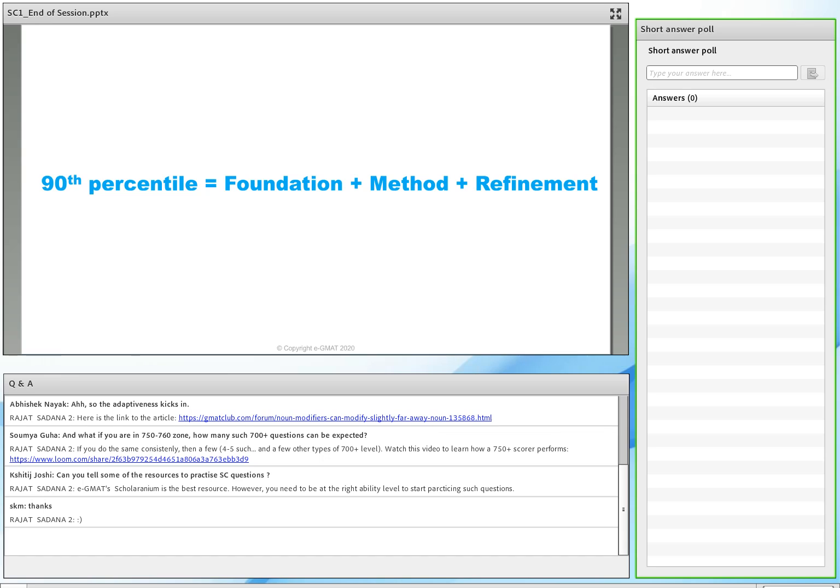Okay. Now, how many different sentence structures do you think you have on the GMAT? If you were to guess, how many different sentence structures?